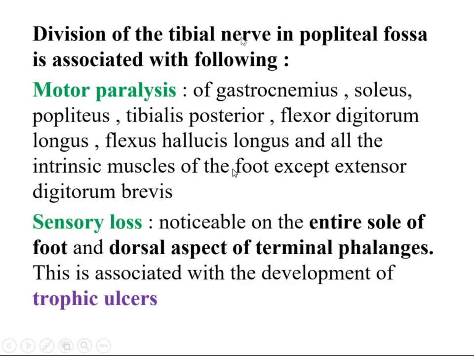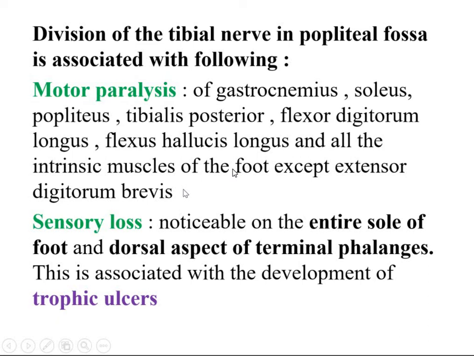Then division of tibial nerve in the popliteal fossa is associated with motor paralysis and the sensory loss. So मोटर पैरालिसिस ऑब्वियसली जिसको भी सप्लाई कर रहा है वहां पर पैरालिसिस हो जाएगा. It will paralyse gastrocnemius, soleus, popliteus, ये सारे मसल हैं लेग के आपके, tibialis posterior, flexor digitorum longus, flexor hallucis longus, all the intrinsic muscles of foot except extensor digitorum brevis.